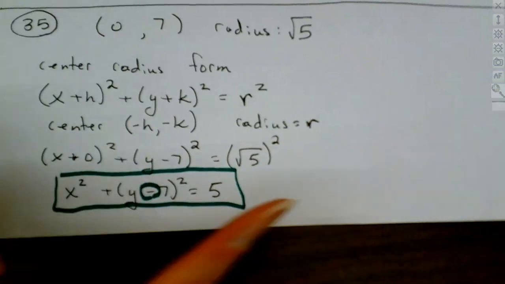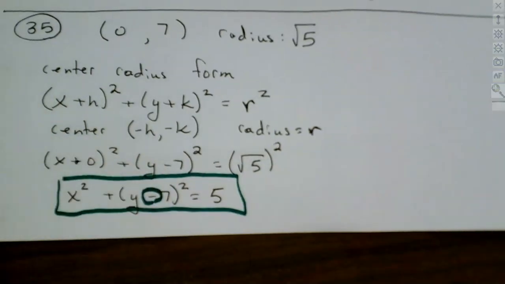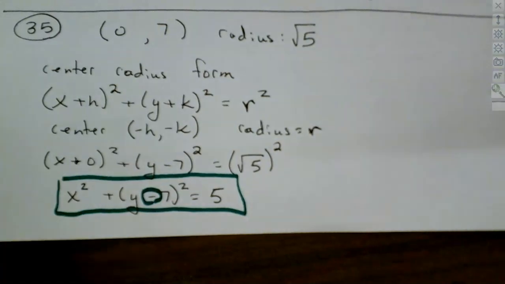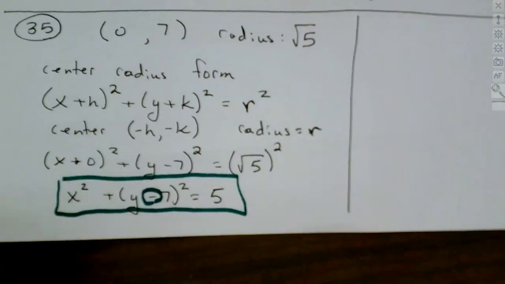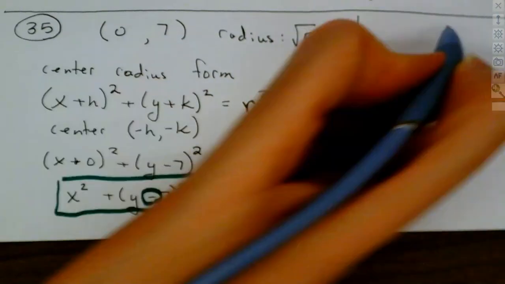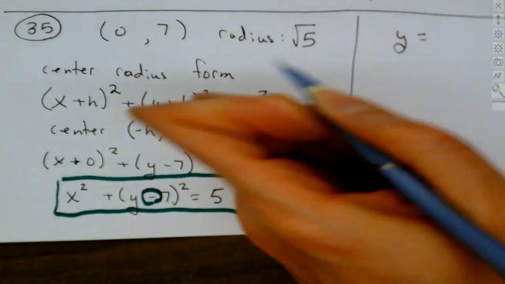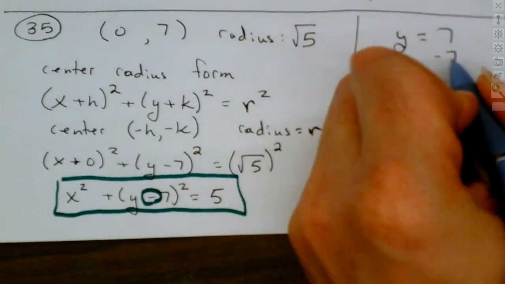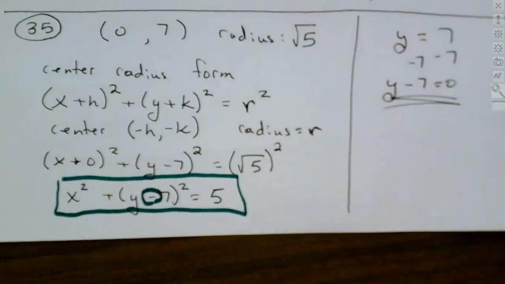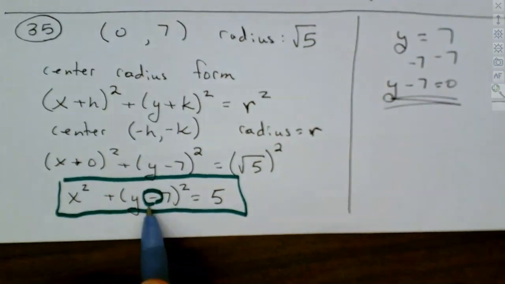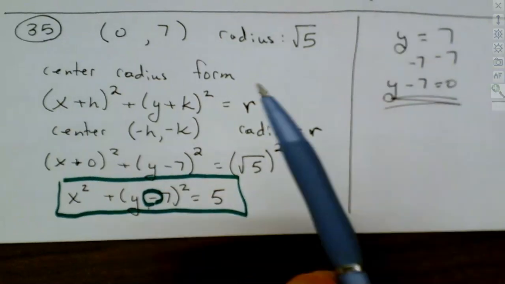Okay, y minus 7. Now, whenever we go from the center to the center radius form, we switch the sign. Because what we're doing is this. And I'll try to explain it. When we go from the center to the center radius form, we're actually switching the value because what this is, y equals 7. Well, if you solve it and you move it over, because we're setting it to 0, you get y minus 7. That's why it's y minus 7 here, and that's why the signs switch. We don't do that, but that's what it is. Okay, that's the reason why we switch the signs.